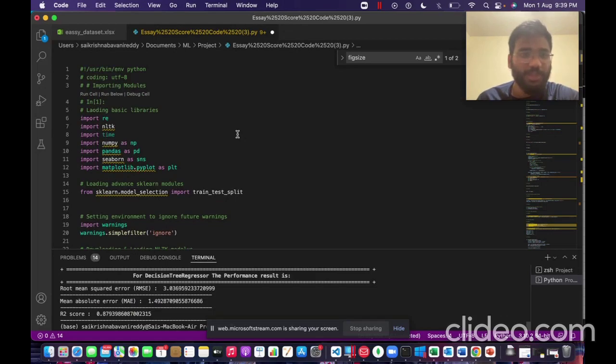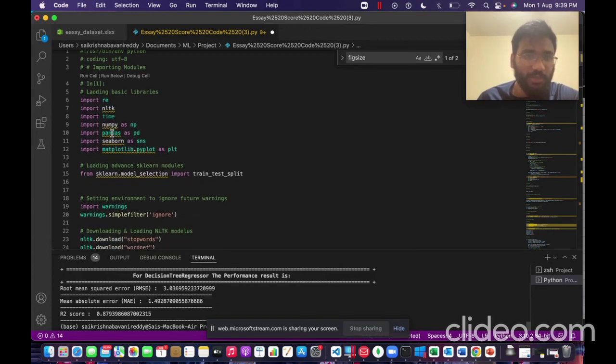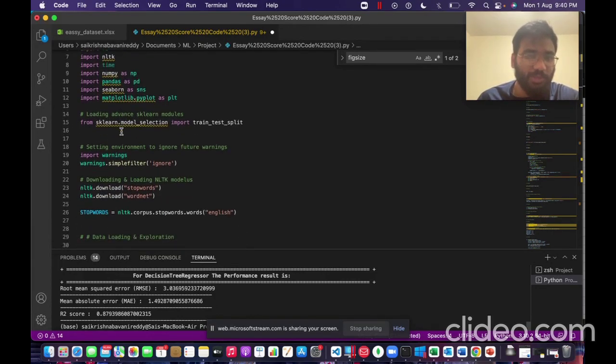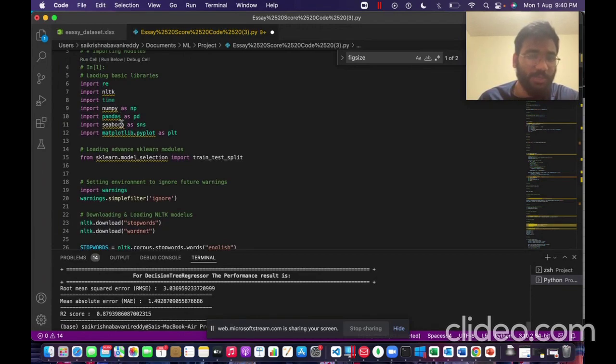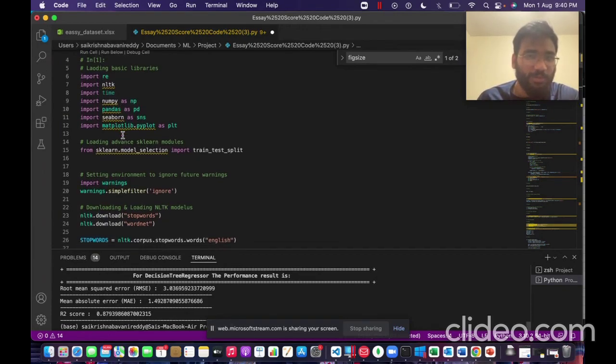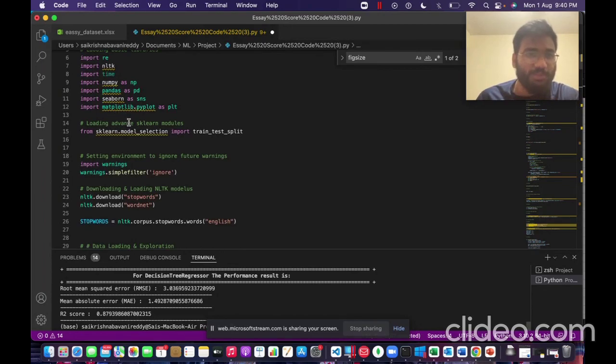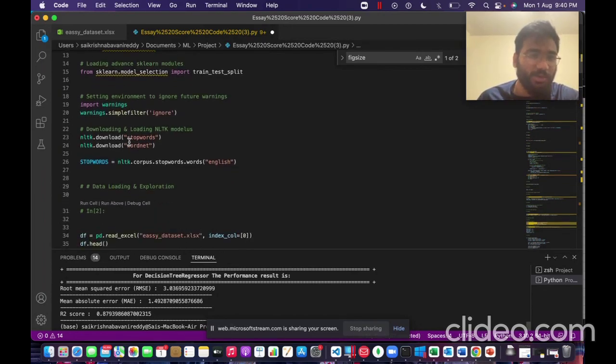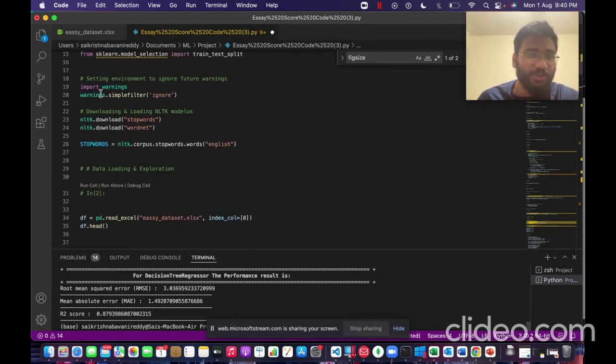Hello everyone, my name is Krishna. Today I'm here to explain the code part of my project. So, coming to this code part, here I have imported all the important libraries that I need for my project, like NumPy, Pandas, Seaborn, Matplotlib, Sklearn, and all. And here I tried to remove all the warnings.